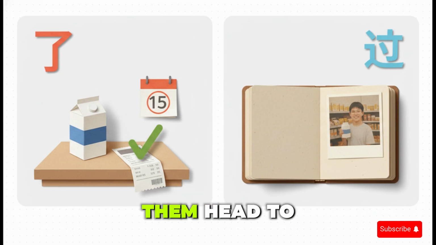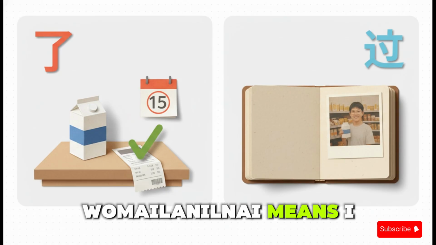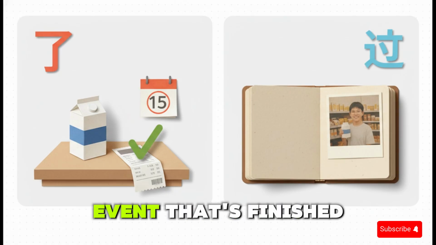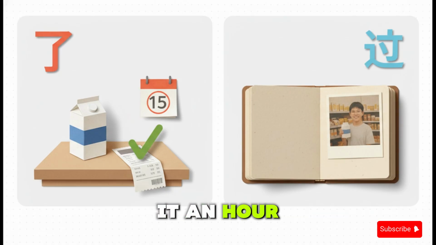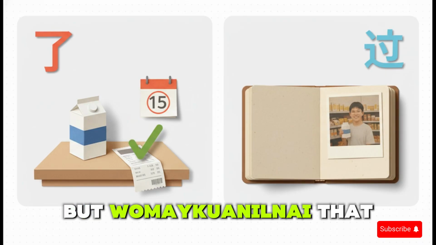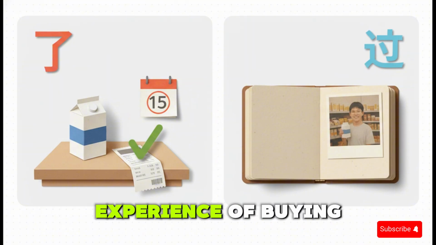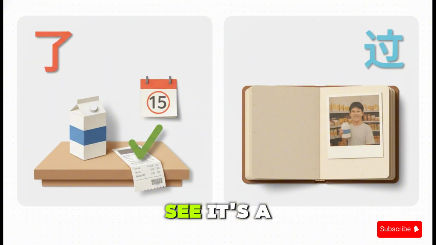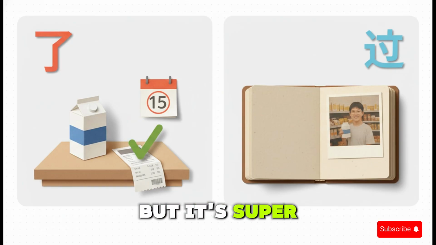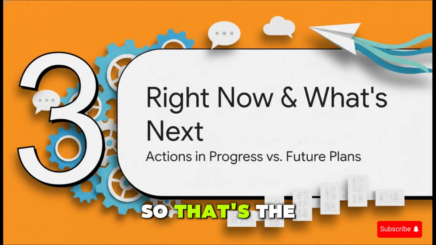Okay, so let's put them head to head so you can really see the difference. 我买了牛奶 means I bought milk. It's a specific event that's finished. Maybe you did it an hour ago. But 我买过牛奶, that means I have bought milk before. You know, at some point in my life, I've had the experience of buying milk. See? It's a really subtle difference, but it's super powerful. Right, so that's the past covered.